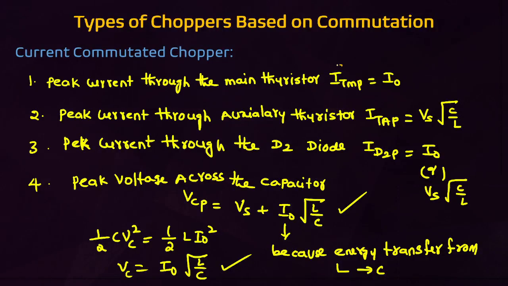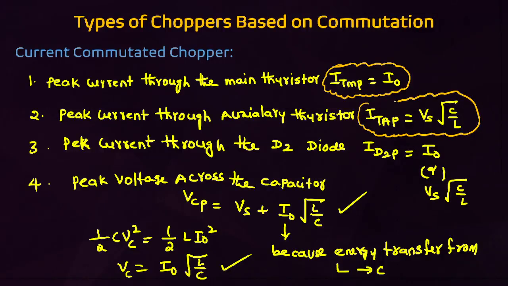What is the peak current through the main thyristor? These formulas are very important. In the case of current commutated chopper, the peak current through the main thyristor is equal to I0. What is the peak current through the auxiliary thyristor? Vs into square root C by L. What is the peak current through the D2 diode? The peak current through the D2 diode is Vs into square root C by L.